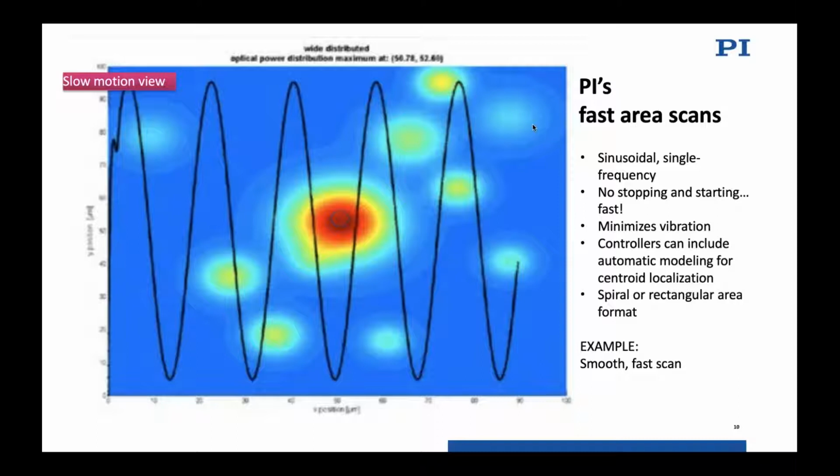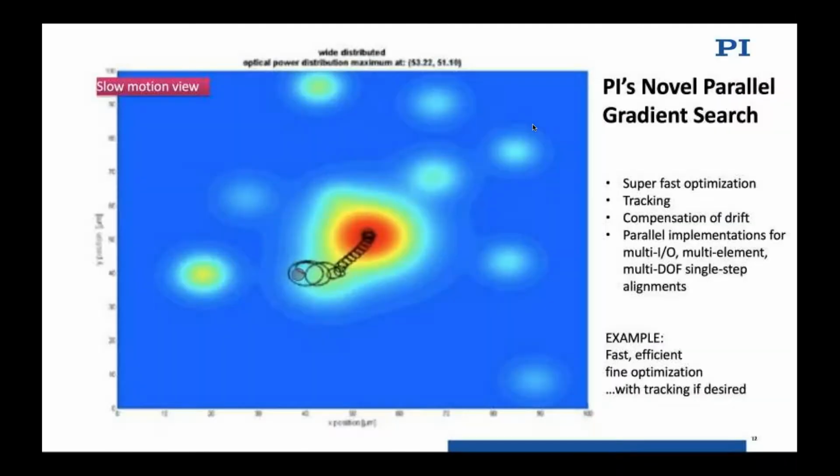Now that was a slow motion view. Given the internet troubles we're having, this may or may not show, but let me show you what the actual time is. There. Okay. About 300 milliseconds is typical for making an area scan over a 100 by 100 micron area for one of our nanocubes. So it's very fast.